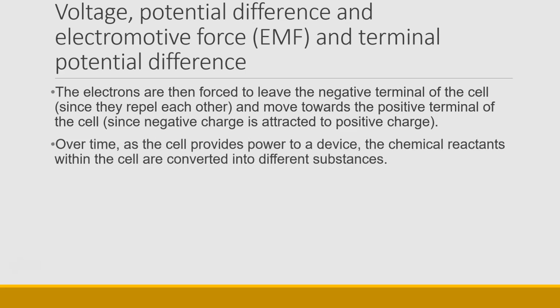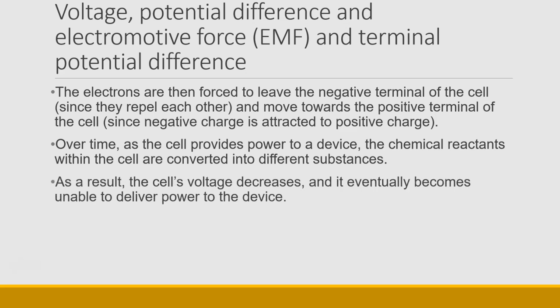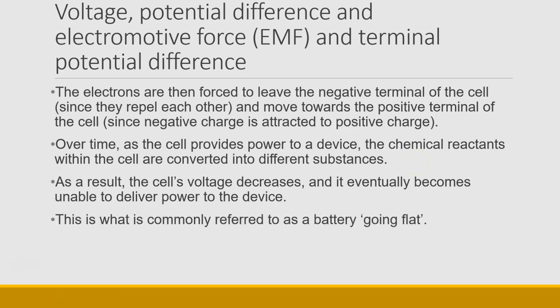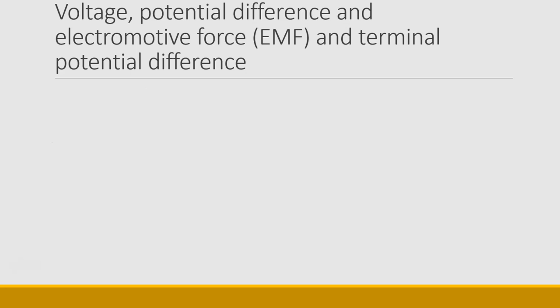Over time, as the cell provides power to a device, the chemical reactants that the cell was designed with are converted into different substances because in a chemical reaction, reactants form products. As a result, the cell's voltage decreases until it can no longer deliver power to a device because we run out of chemical reactants because all those reactants have turned into products. That is what we refer to as a battery going flat.